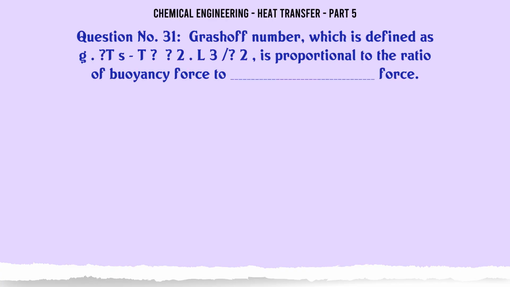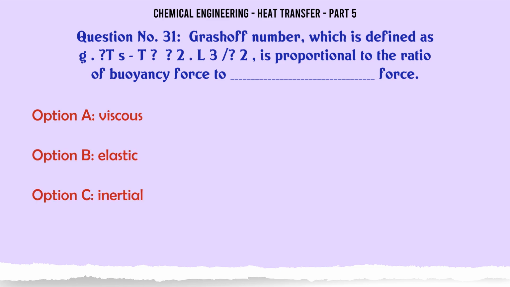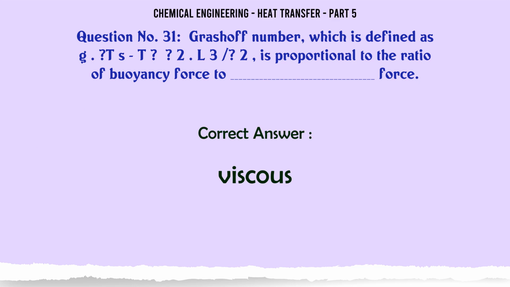Grashof number, which is defined as Gr = βΔT g ρ² L³/μ², is proportional to the ratio of buoyancy force to ___ force. A. Viscous, B. Elastic, C. Inertial, D. None of these. The correct answer is viscous.